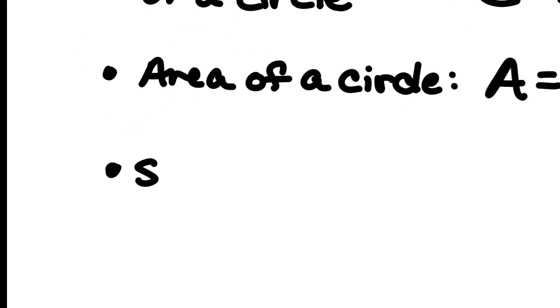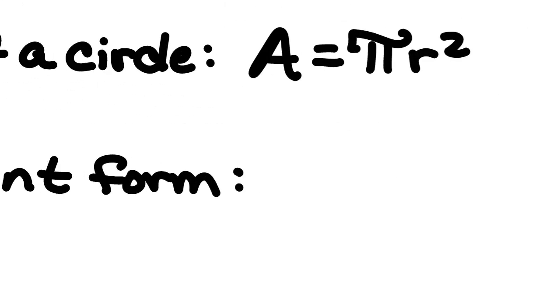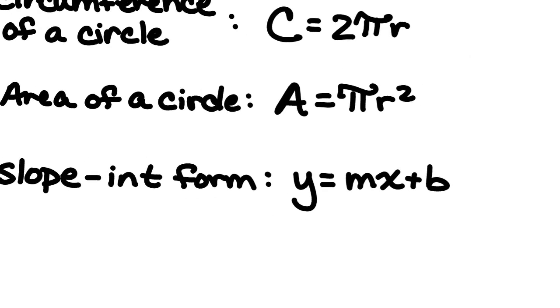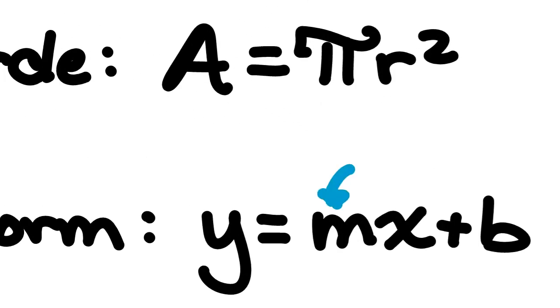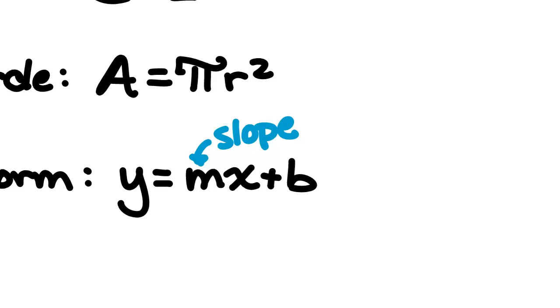Slope-intercept form. Y equals mx plus b, where this lowercase m is your slope, which we saw up above how to find, and b is the y-intercept.